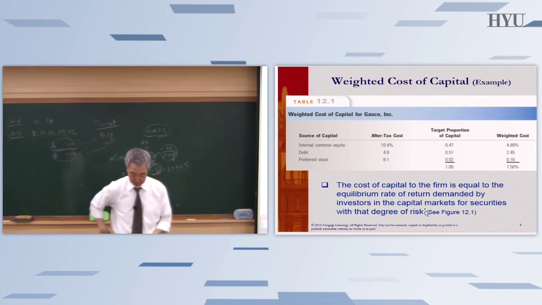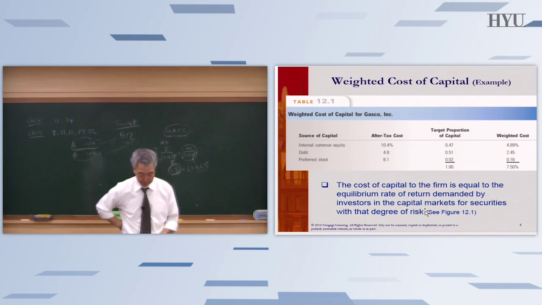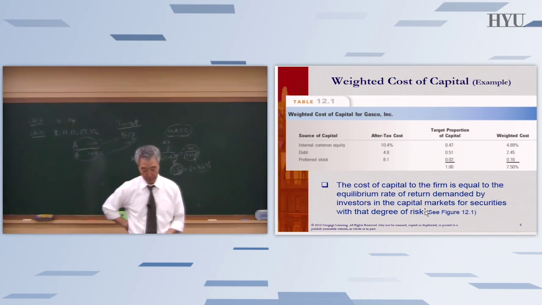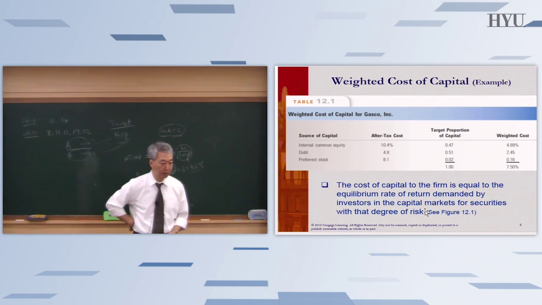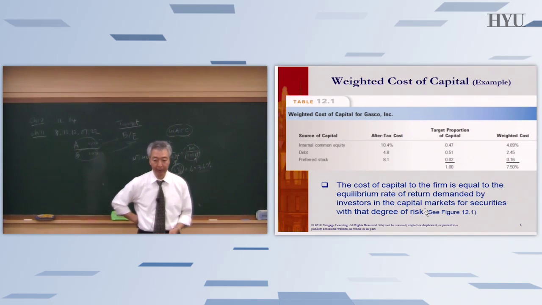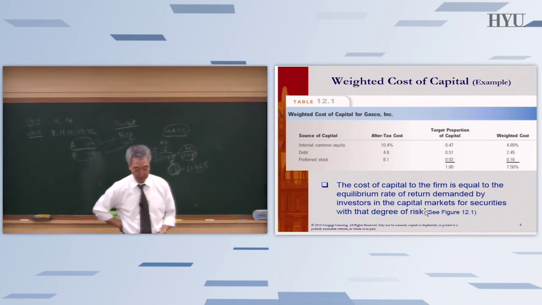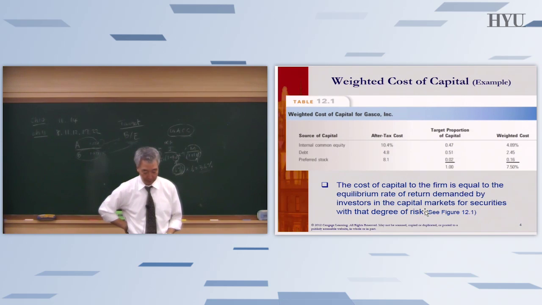So here's a simple example. We have three components: common equity. It says internal common equity. Internal common equity means retained earnings. Okay? External common equity is stocks. So we have internal common equity, debt, and preferred stock.